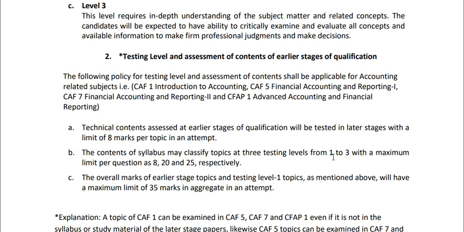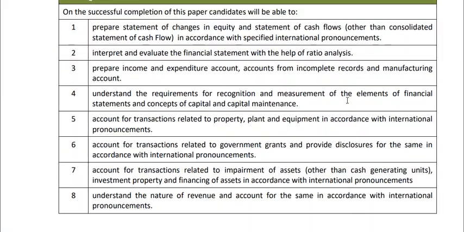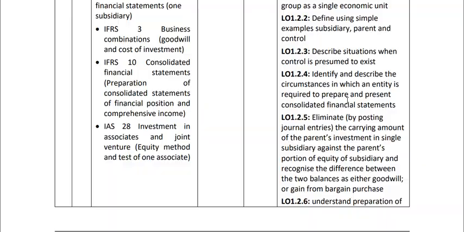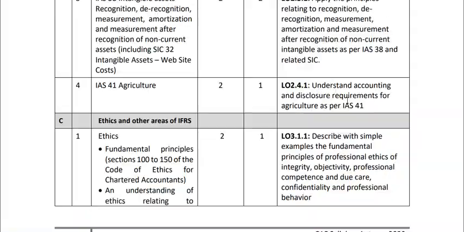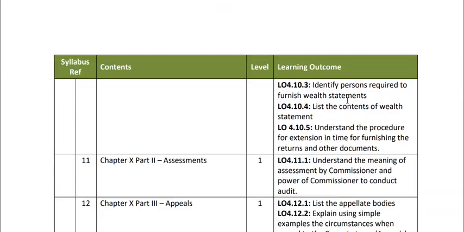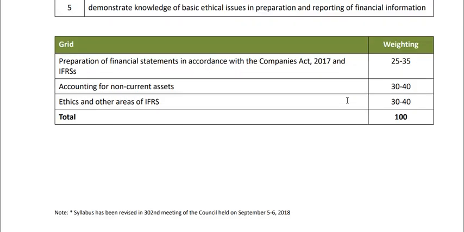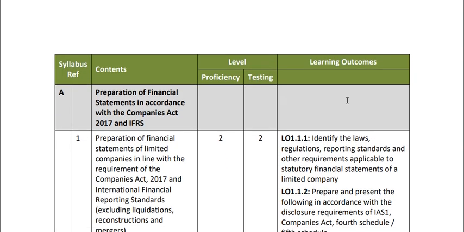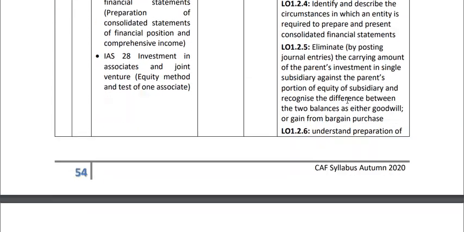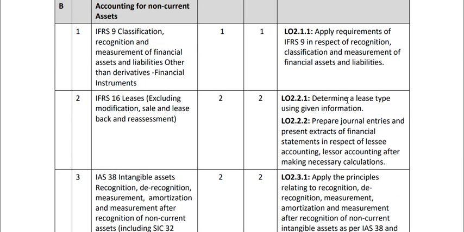So if you move towards your grid of FAR2, FAR1 and its cost management, and here comes FAR2. If we are looking here at the proficiency level and testing level, there are two proficiency, two testing, and accounting policies, and here is one.